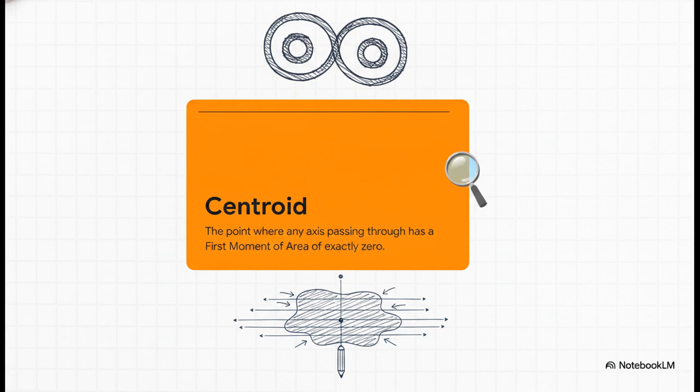If you were to cut this exact shape out of a piece of stiff cardboard and try to balance it perfectly on the tip of a pencil, the exact point where it rests perfectly flat without tipping over, that's the centroid. By definition, any axis passing right through this centroid has a first moment of area of exactly 0. It's in absolute perfect equilibrium.